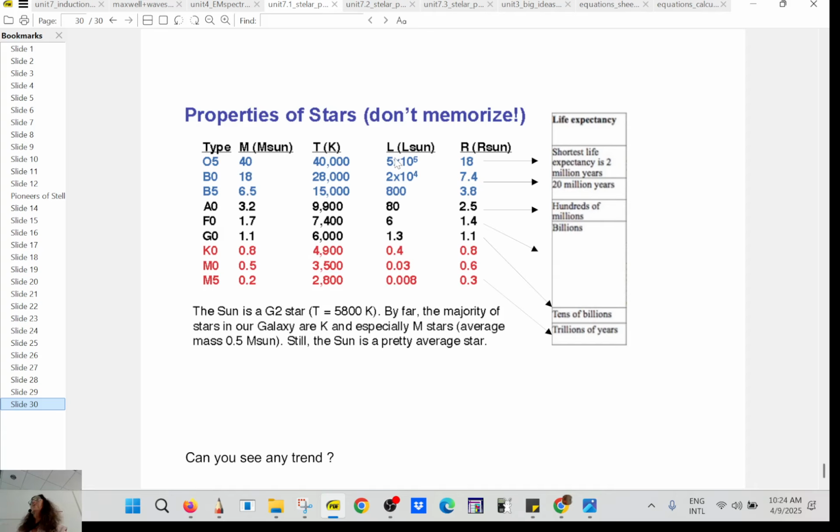Luminosity means the oomph, the power, the watts. That depends on the mass to the 4th power, which means, like a question in the assignment, if you multiply the mass by 10, the power will be multiplied by 10,000, 10 to the 4th power. Why? Because if you increase the mass, gravity is going to squeeze the core more, so the metabolism is going to increase. You're going to fuse faster.